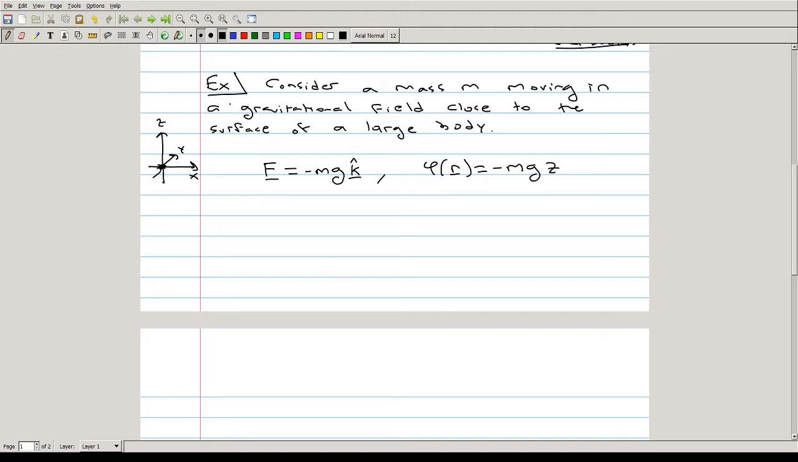In order to do this, we have to define what the work is for a given vector field, a given force field, and we can do that in a very nice manner. I'll show how to derive that right now, before we get into the example.